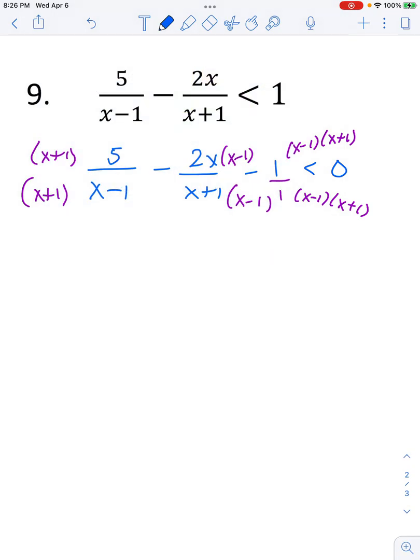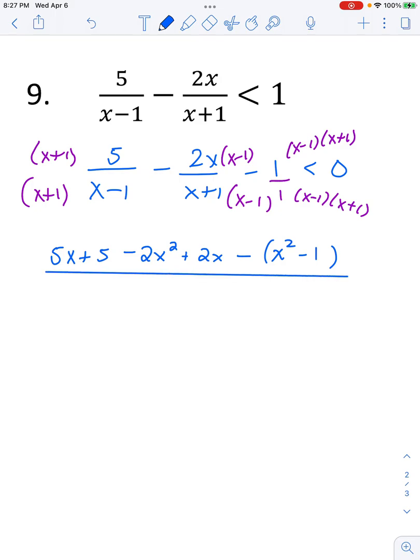So when I combine and simplify, we will have 5x plus 5. Then when I distribute this minus 2x, we would have minus 2x squared plus 2x. And then I would just minus 1 times x minus 1, x plus 1, which we know is x squared minus 1. And then that's all over the common denominator, x minus 1, x plus 1. Or you could write x squared minus 1.